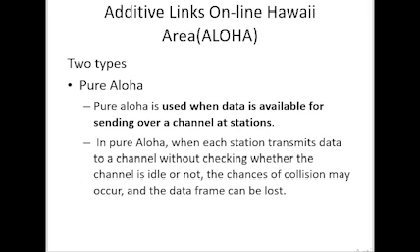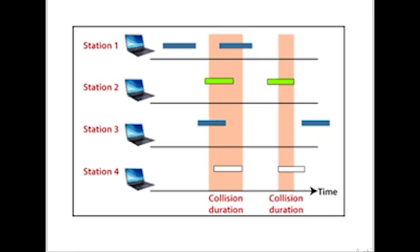The types of ALOHA are pure ALOHA and slotted ALOHA. In pure ALOHA, data is sent over the channel whenever a station has data available. Each station transmits data to the channel without checking whether the channel is idle or not. Because of this, a collision may occur and the data frame can be lost. This is a simple architecture for data transmission.